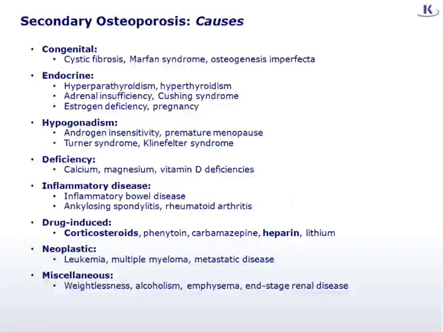Neoplastic causes of secondary osteoporosis include leukemia, multiple myeloma, and metastatic disease. Miscellaneous causes include weightlessness, alcoholism, emphysema, and end-stage renal disease.